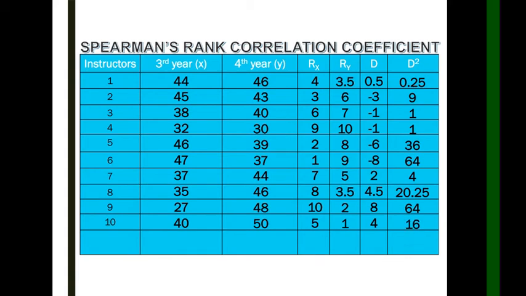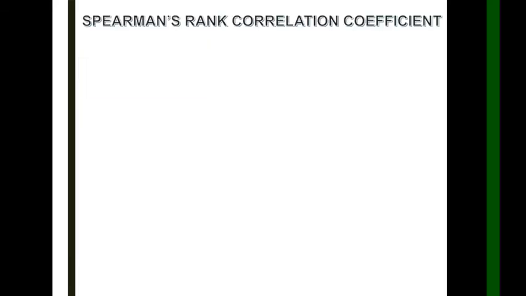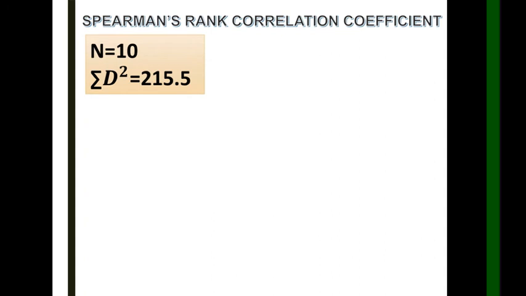Finally, get the total of d squared, and that is what we call the summation of d squared, which is equal to 215.5. We're done with the table. Now, let's compute for the Spearman law. To compute for the Spearman law, we have the given n equals 10 instructors. Summation of d squared is 215.5. The formula is ρ equals 1 minus 6 summation of d squared over n quantity n squared minus 1.